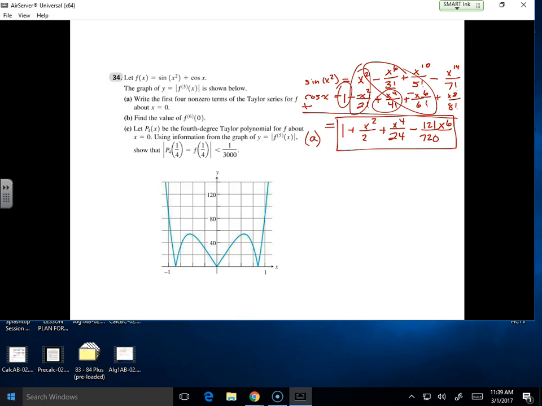Letter B. I want to do this. So I attempted homework. Look, that's the value of the sixth derivative at 0. The sixth derivative of f when f is sine x squared plus cosine. So that's the 5th derivative shown. Can we use that?